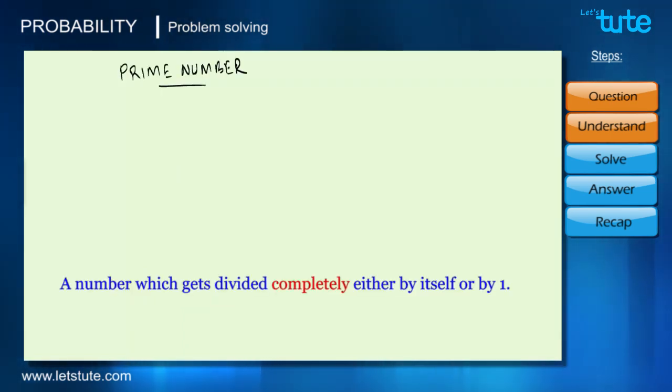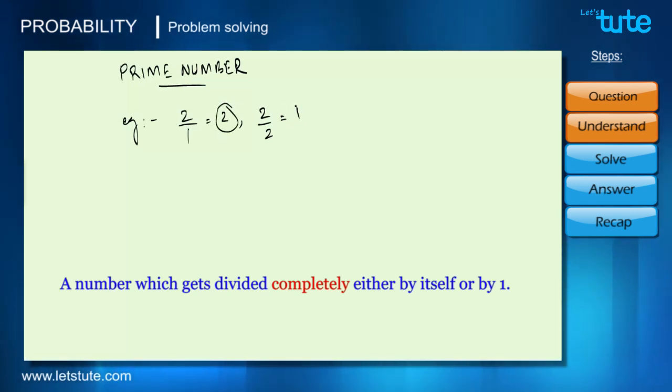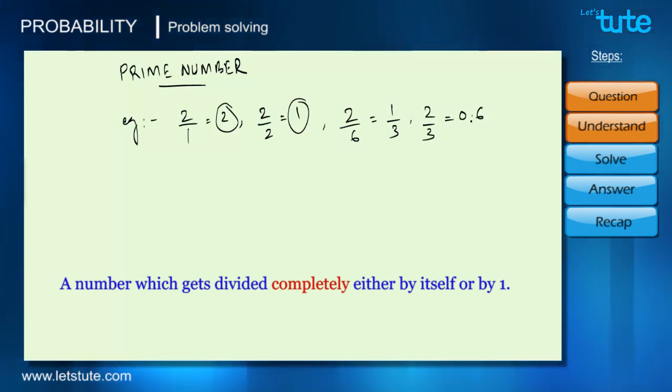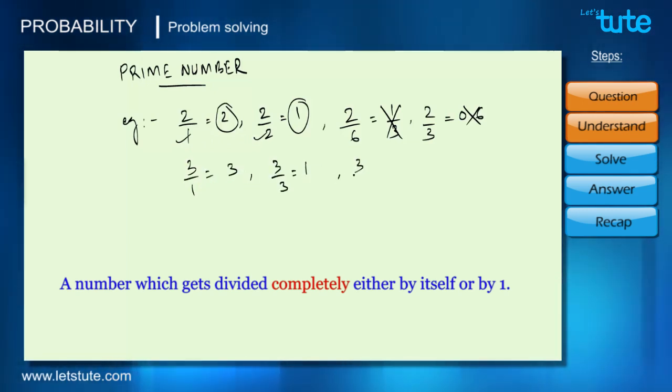A prime number is a number which gets divided completely either by itself or by 1. For example, 2. 2 can be divided by 1 and 2 can be divided by itself, and we can notice 2 gets completely divided. But if we divide 2 by any other number, let's say 6, then we get 1 upon 3. Or by 3, then we get 0.6, which is not a complete division. So 2 can only be completely divided either by itself or by 1. Similarly, 3 can be divided by 1, it can be divided by itself, but if we further divide it with any other number, we get a fraction, or it cannot be completely divided. So 3 is also a prime number.